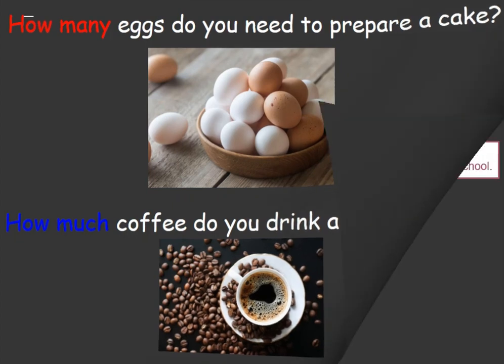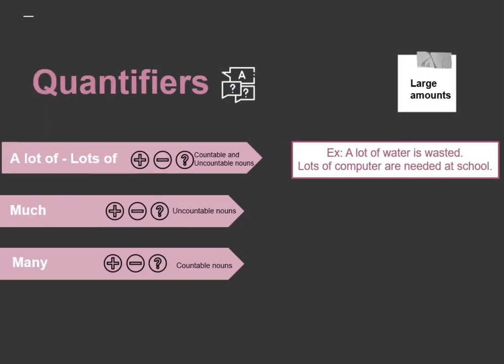And now let's see some words that express the quantifiers. We have words that express large amounts and others that express small amounts. So the first word is a lot of and lots of. Both of them are used for countable and uncountable nouns.